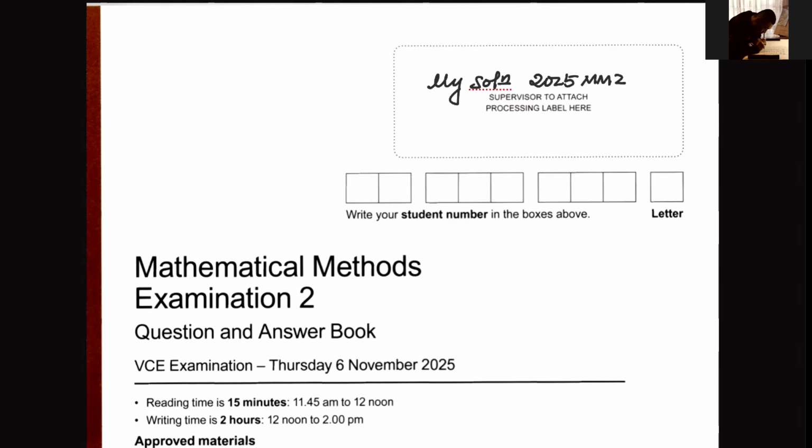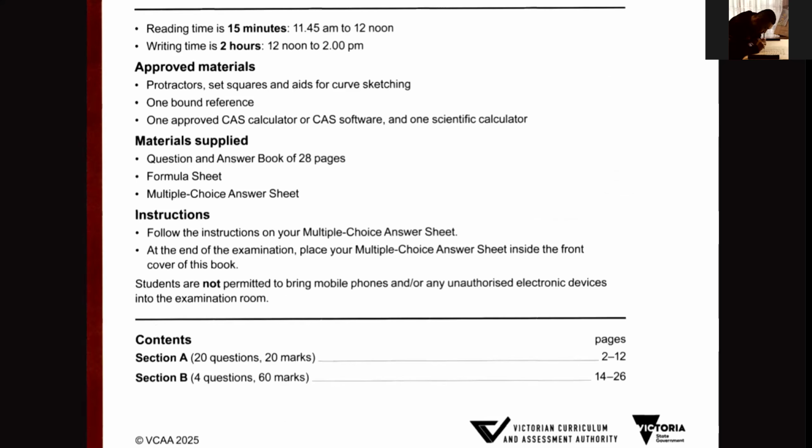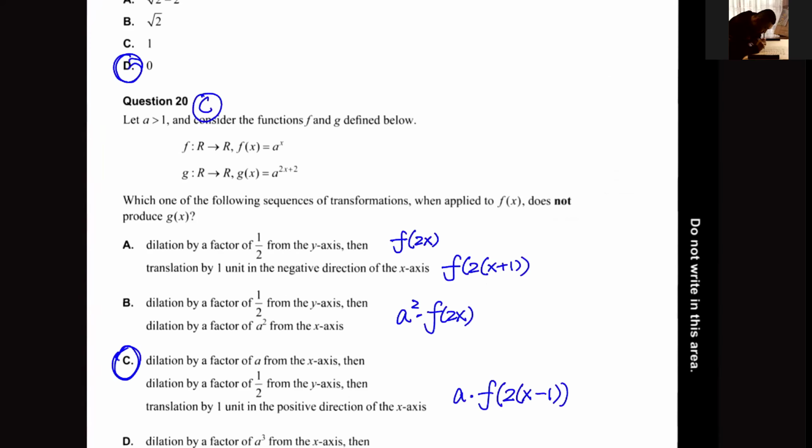Here comes the second part of my working solution to this exam 2. As I mentioned, this year they just reduced the number of questions to 4 extended response questions. There are still 60 marks. So let's have a look at these 60 marks worth short answer questions.